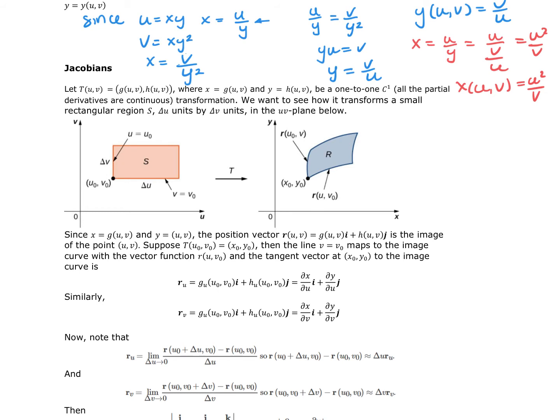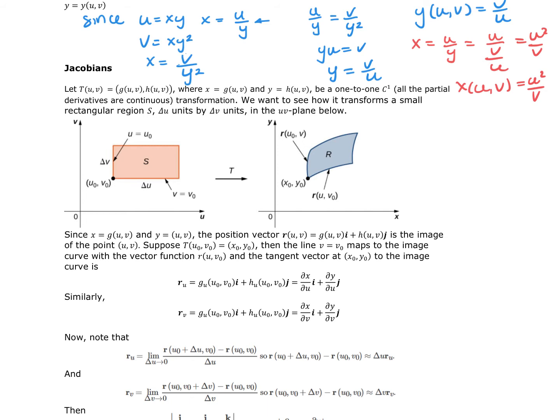A Jacobian. Let the transformation T take (u, v) into some function g of (u, v) and some function h of (u, v), where x is equal to the g function and y is equal to the h function, to be one-to-one and C^1, which means all the partial derivatives are continuous. So when you see this notation, C raised to the 1, that means that all the partial derivatives are continuous. I'm going to call this a transformation.